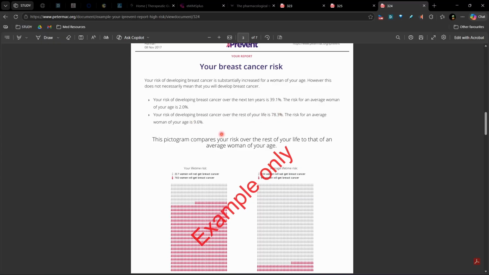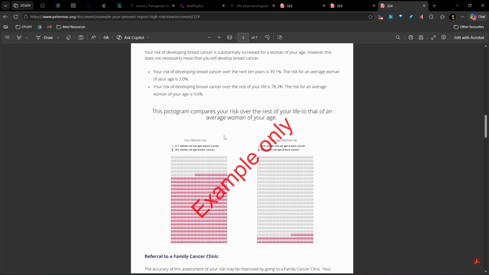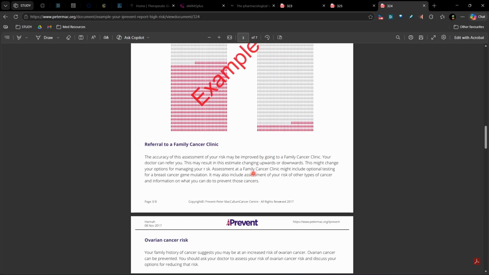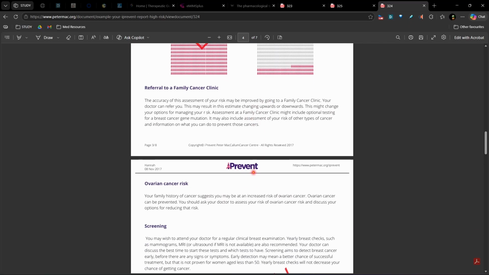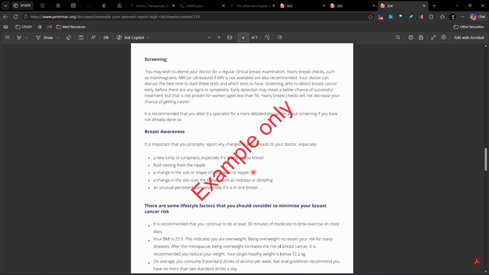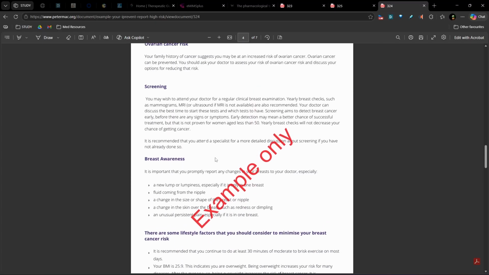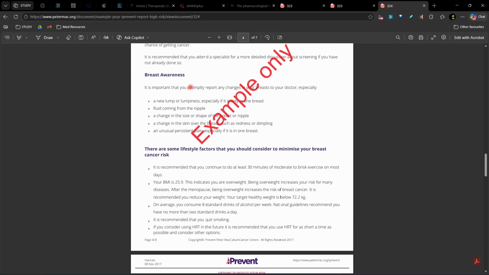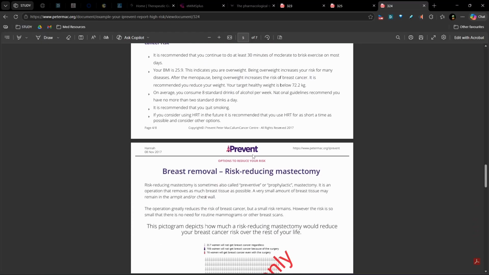than the high risk category in general. So they recommend this patient be referred to a family cancer clinic. They also recommend that this patient be referred for supplemental imaging, such as with MRIs, breast awareness, and lifestyle factors, which is the same as the other risk categories.